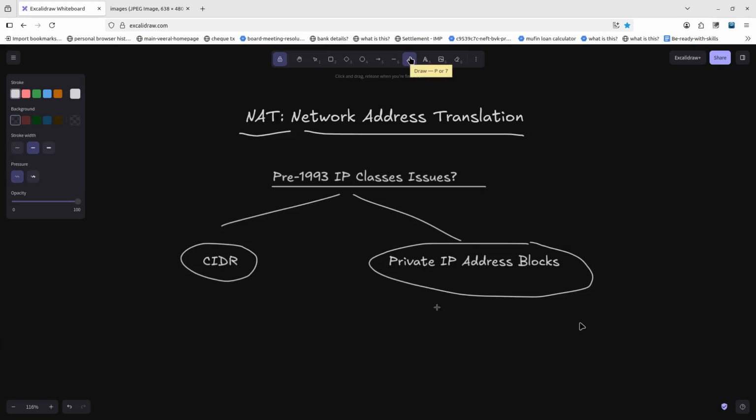So if you remember in the previous video that we did, in the pre-1993 IP classes, the issues that we were facing, because it was either too wasteful or the internet would run out of IP addresses. So we had these two solutions. One is the private IP address block and one is the CIDR, if you remember, okay? So within the private IP address block, there's another further solution that the network engineers created, which is what we call NAT, Network Address Translation.